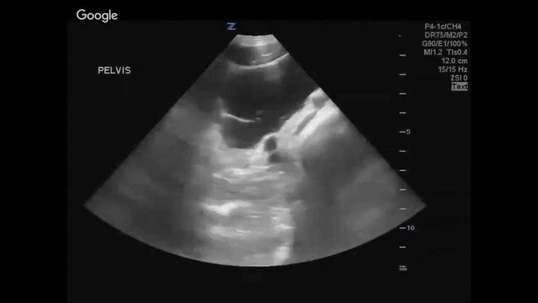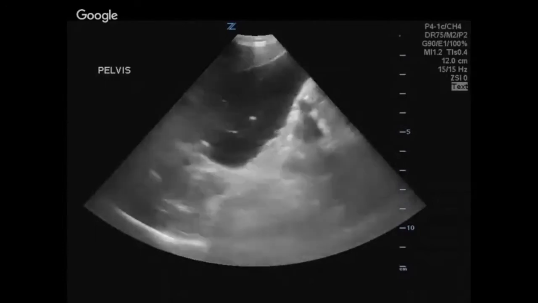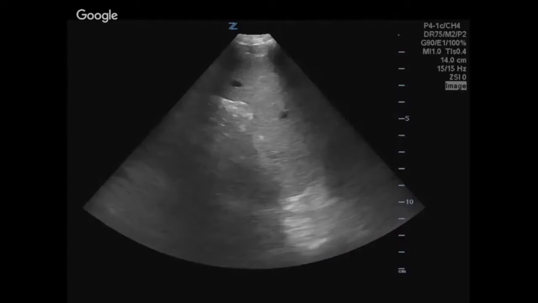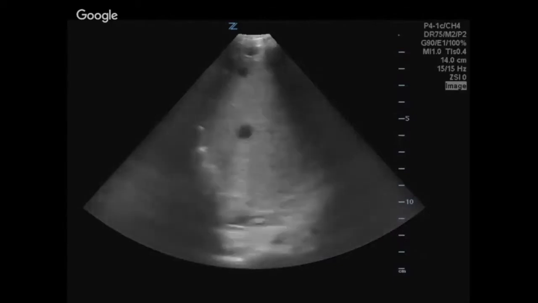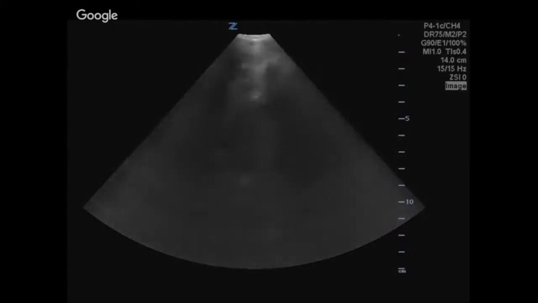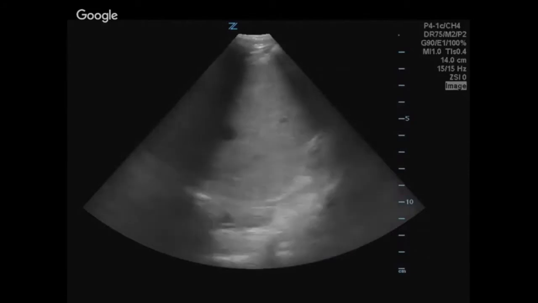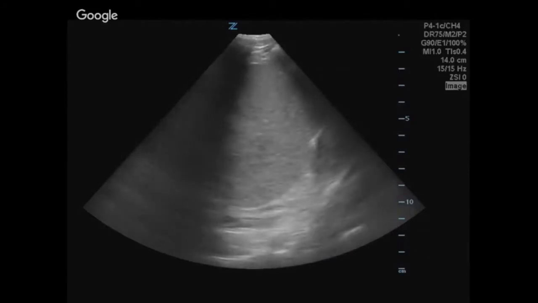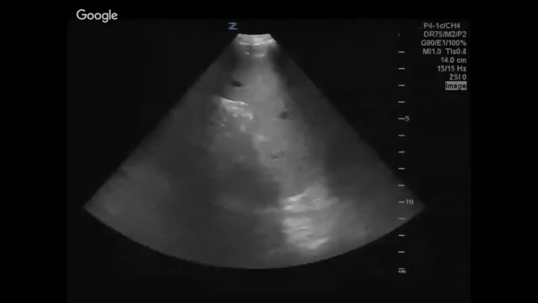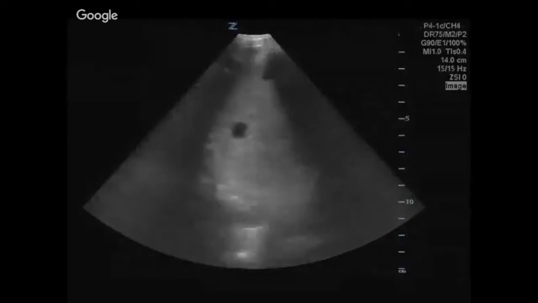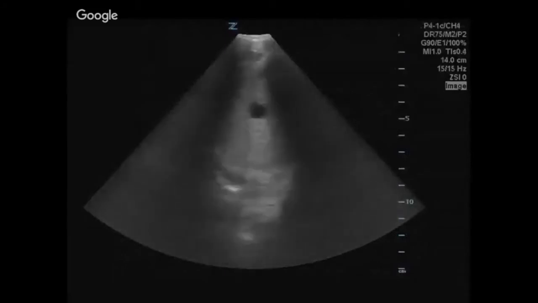Here another one. And here. So you are doing a FAST, left upper quadrant. It's not moving, sorry. So exactly, cysts in the spleen.